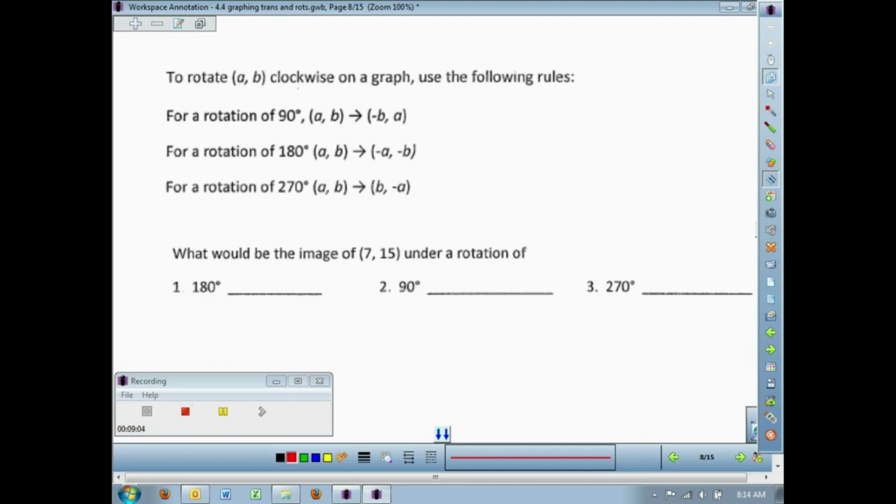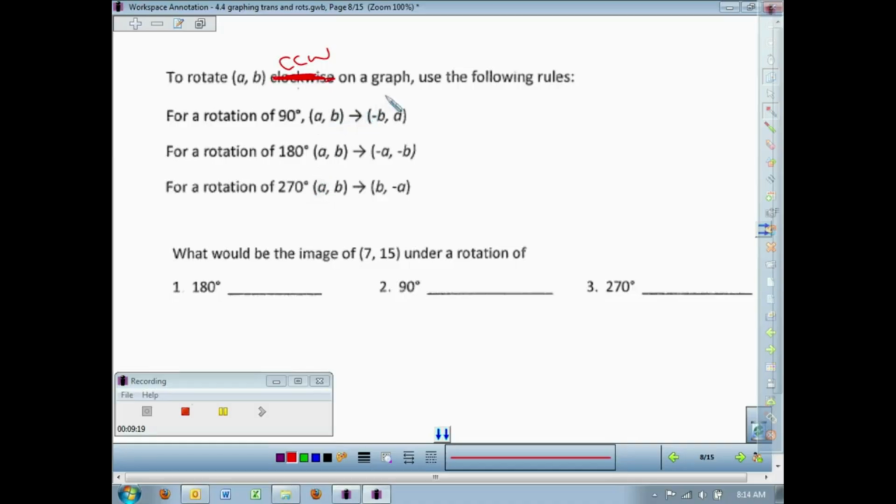Now, rotation. First, I have a typo. This should be counterclockwise, so cross that out, and that's counterclockwise. To rotate any point, A, B, or X, Y, whatever you want to call it, counterclockwise on a graph, counterclockwise is positive, correct. We're only going to rotate three ways: either 90 degrees, 180 degrees, or 270 degrees. 90 degrees is a quarter turn, 180 degrees is a half turn, 270 degrees is 3/4 of a turn.